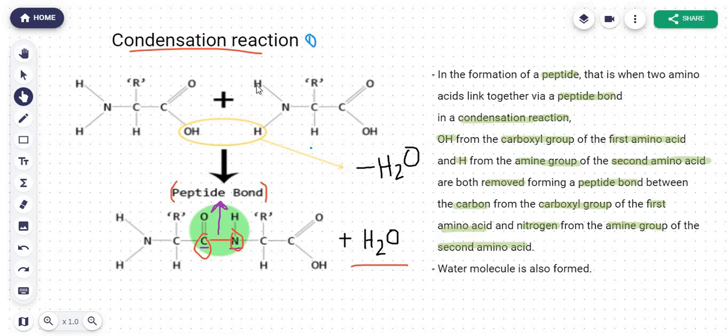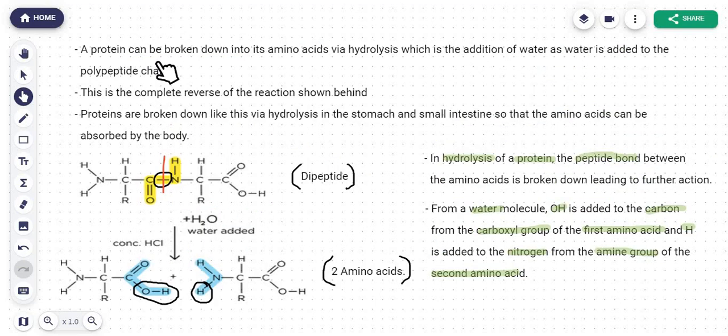Note that if you add water to this, okay, this is actually showing the formation. If you add water here, you would actually be breaking this bond to form this again. So condensation and hydrolysis are opposites. So we understand here that a protein can be broken down into its constituent amino acids via hydrolysis, which is the addition of water to the polypeptide chain, and hydrolysis means bond breaking. So you're breaking the peptide bond. This is the complete reverse of the condensation reaction shown behind.